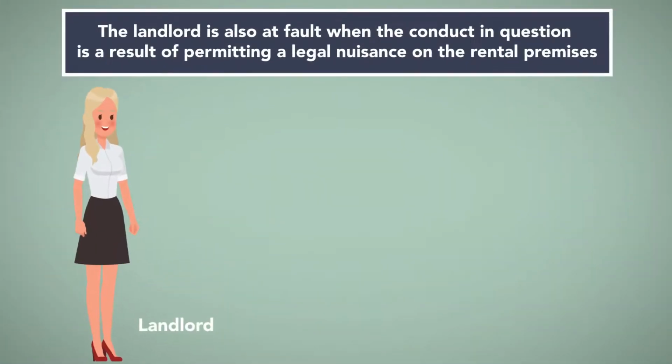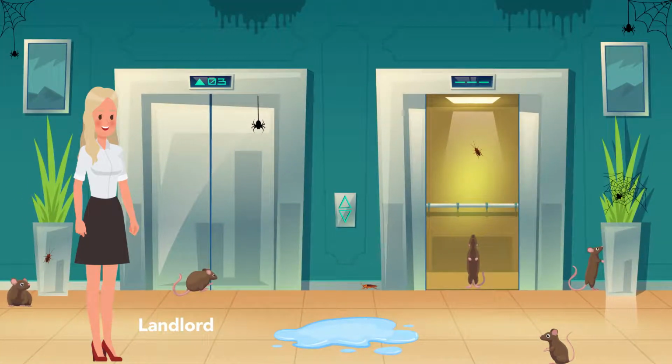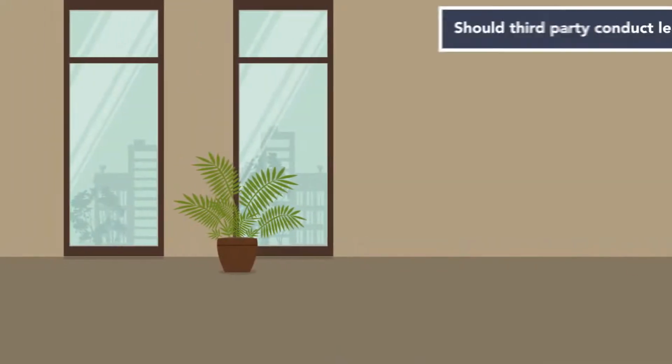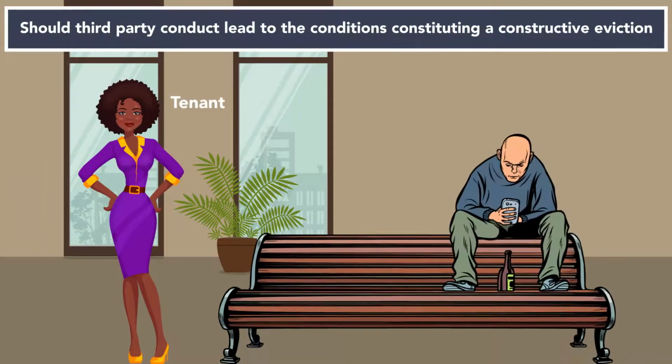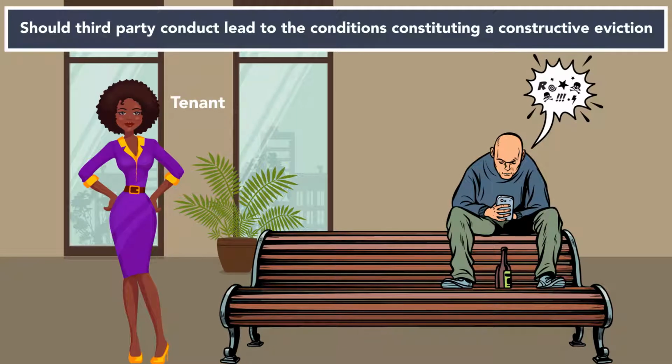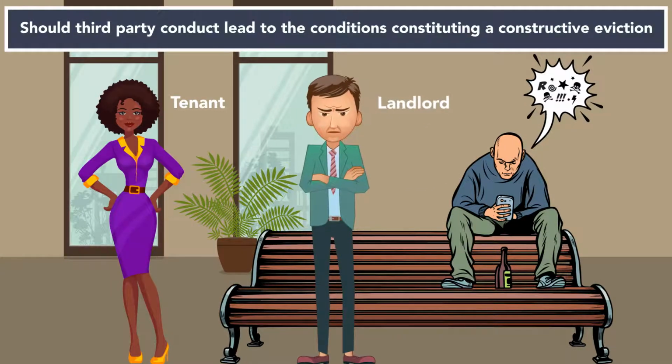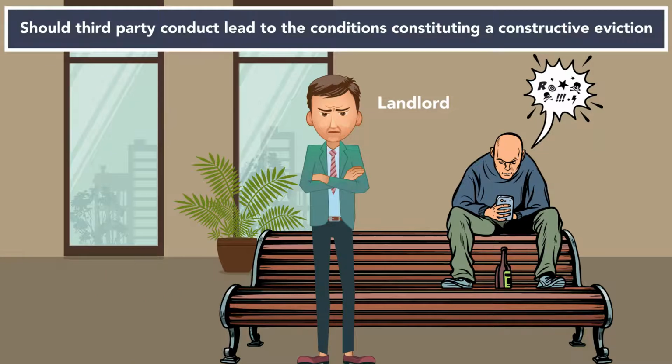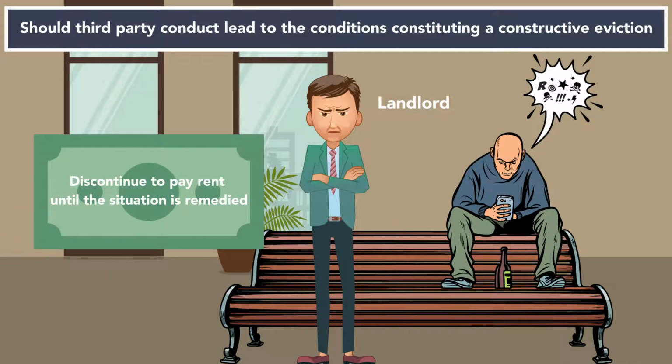The landlord is also at fault when the conduct in question is a result of permitting a legal nuisance on the rental premises or is in the common areas shared by tenants which are under the control of the landlord. Should third-party conduct lead to conditions constituting a constructive eviction, the failure of the landlord to act is sufficient grounds for the tenant to vacate and discontinue to pay rent until the situation is remedied.